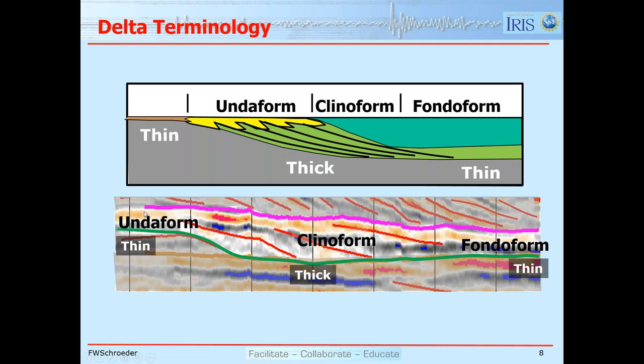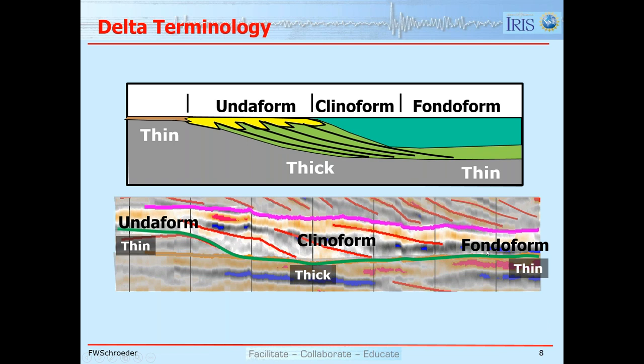Then when we see the clinoforms that are building out, these would represent paleo slopes during the time that this unit was being deposited. That would be the clinoform. And then out further basinward, where it thins and we're in a deeper water setting, that would be the fondoform.